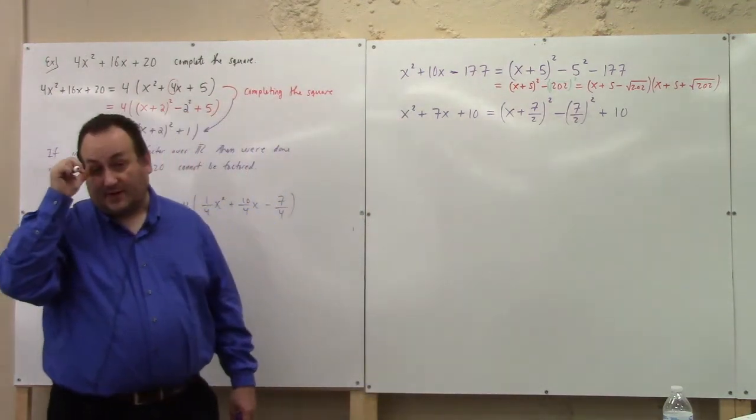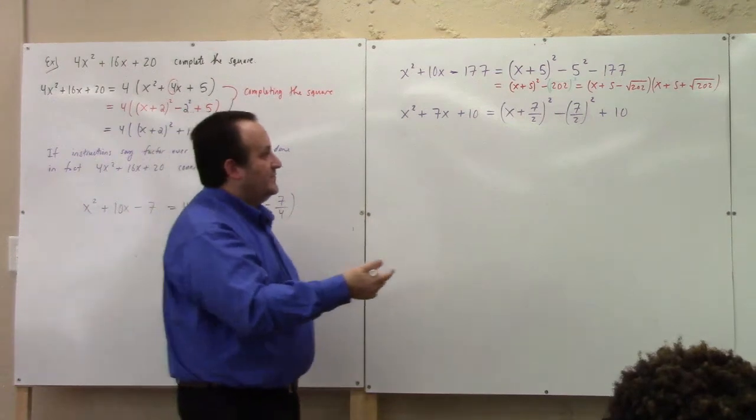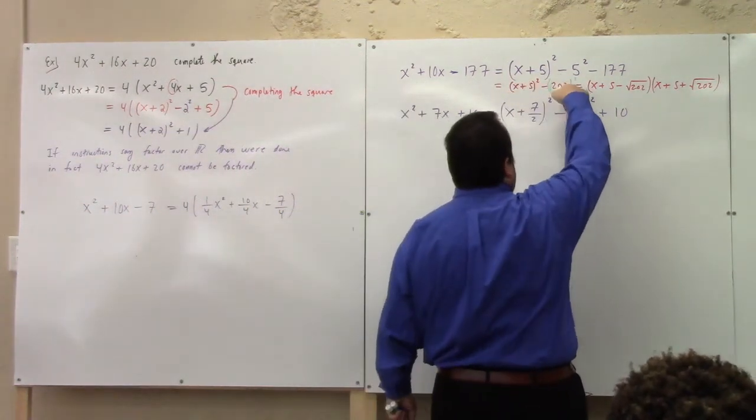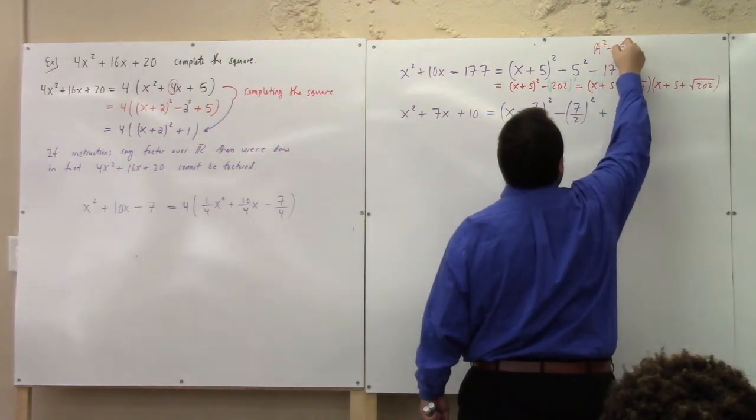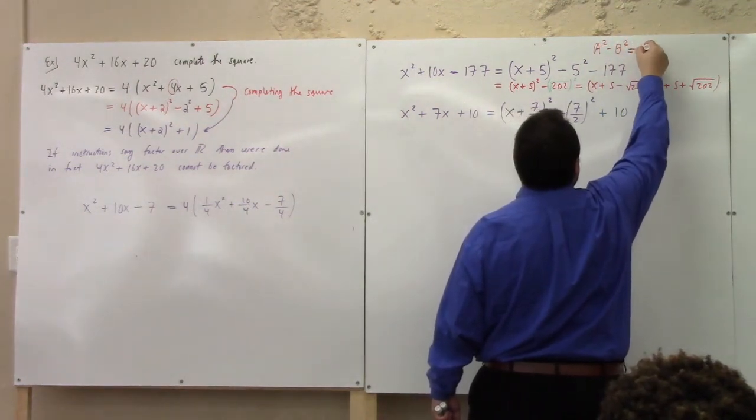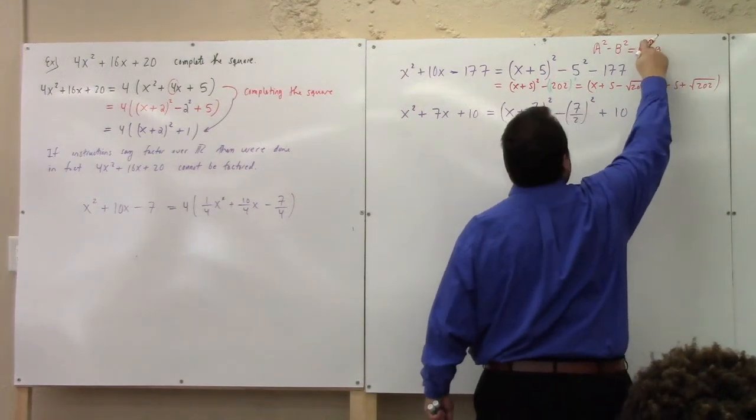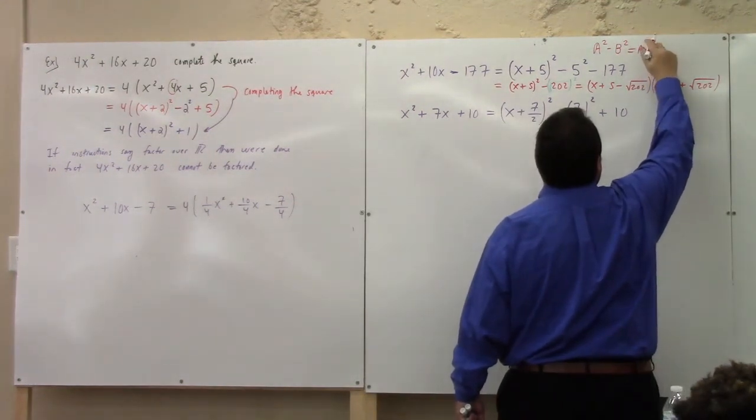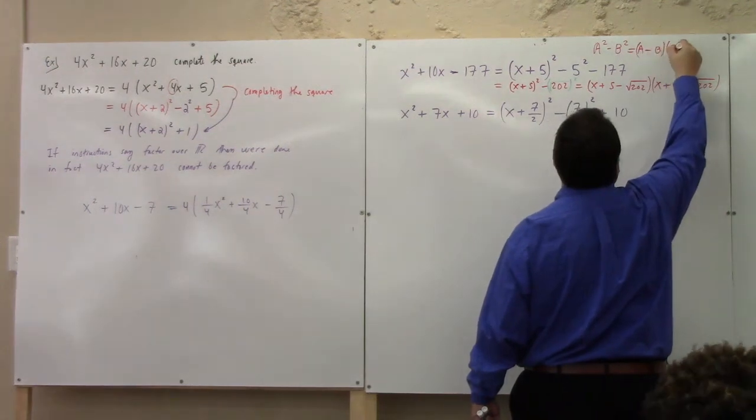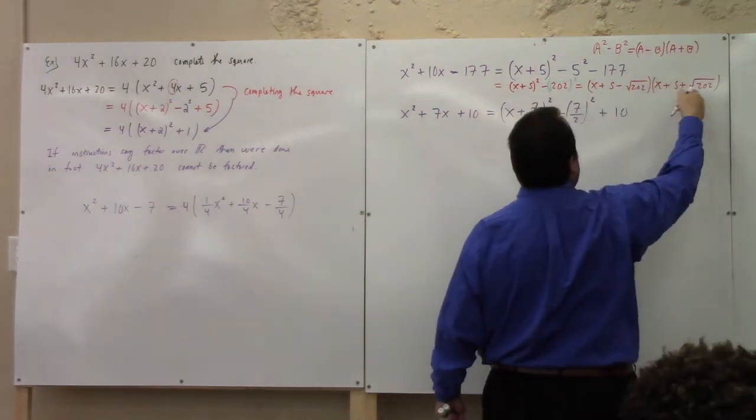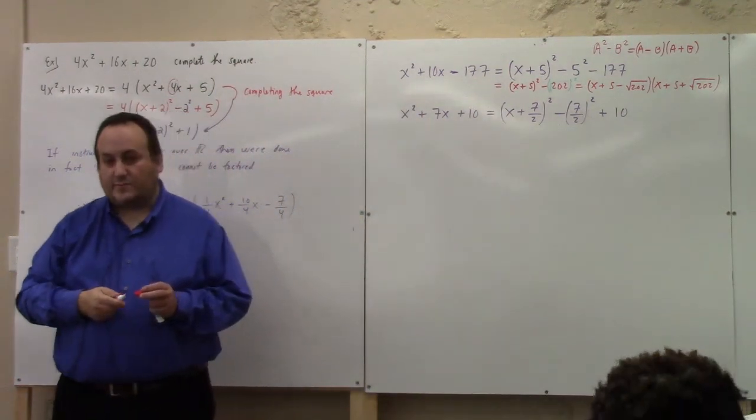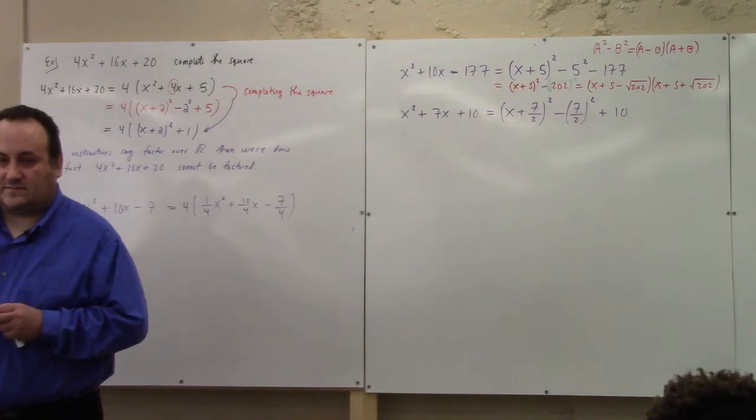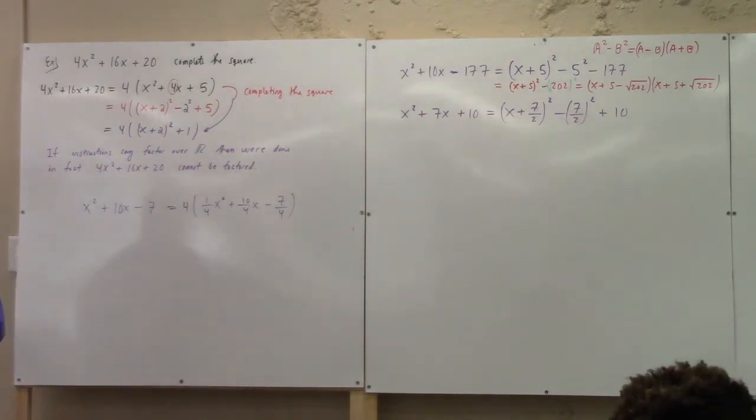But the larger point is that when you look at this, what you're looking at is the pattern a squared minus b squared, which is the difference of squares, a special pattern. Whenever we see it, we can factor it like this, which is what I do here. My a is x plus 5, and my b is the square root of 202. So that's also why completing the square is useful. It can always be looked at as a difference of squares.